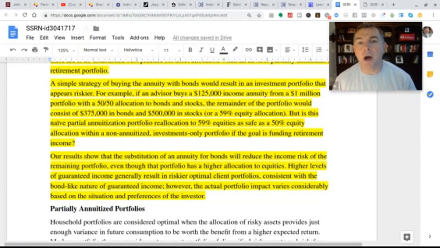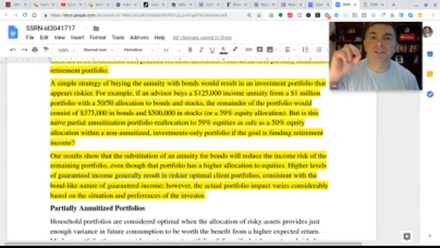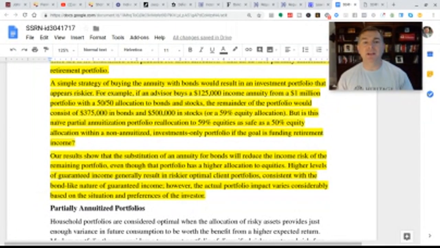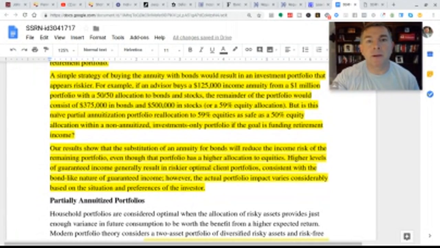substitution of an annuity for bonds will reduce income risk of the remaining portfolio, even though the portfolio has a higher percentage allocation to equities. Huge. Our results show that the substitution of an annuity for bonds will actually reduce the income risk of the remaining portfolio. Higher levels of guaranteed income generally result in riskier optimal client portfolios, consistent with the bond-like nature of guaranteed income. That's what the annuity provides. However, the actual portfolio impact varies considerably by the person.